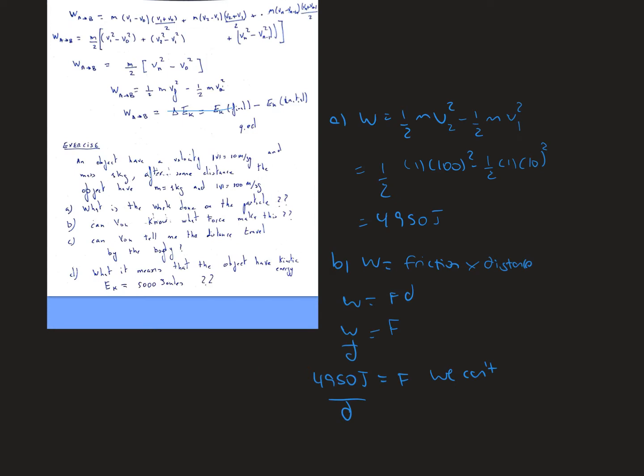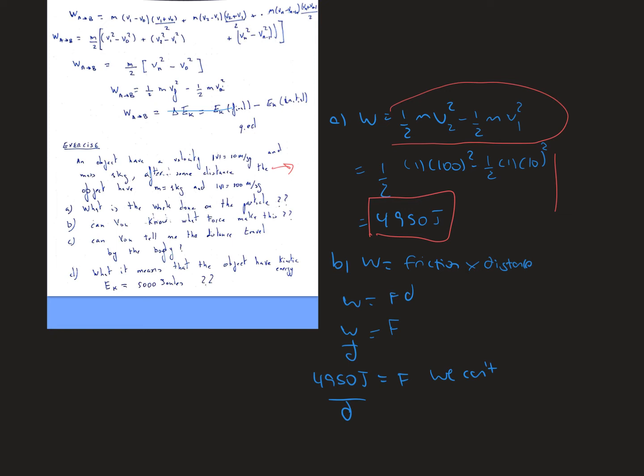In this case, for the first part, what is the work done on the particle? We're just gonna use this formula right here. Then we just plug in the values that were given in the question, and we would have this value, 4,950 joules. For question B, we would put the equation as the friction times the distance.